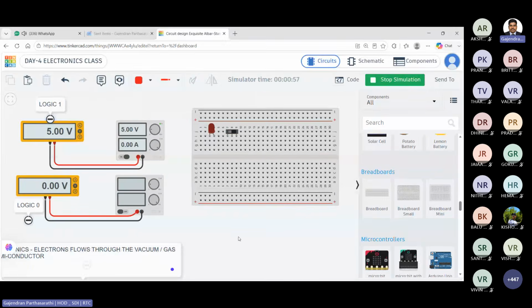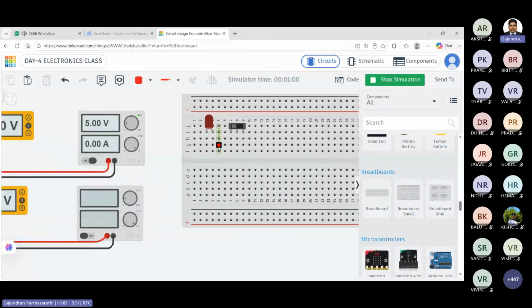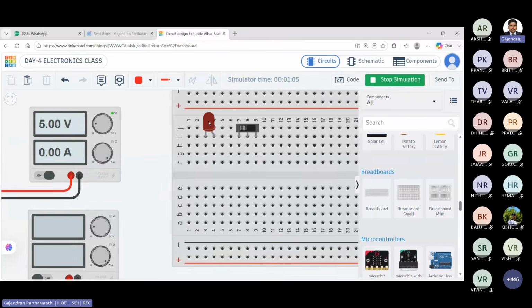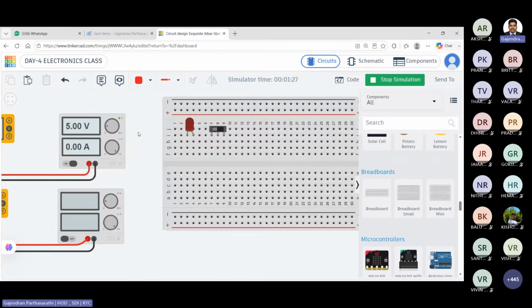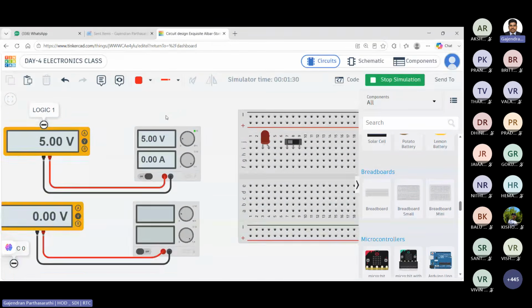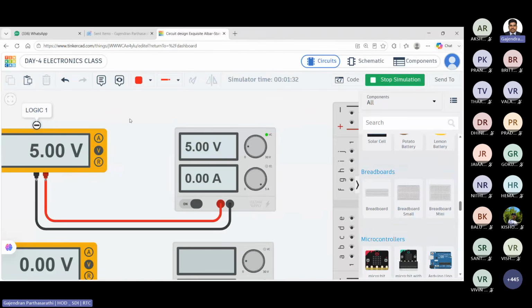Now listen. Here I have two devices. What is the first one on the left? First one is LED. What is the second one? Slide switch. Okay. Now you come to the first one, that is logic one.